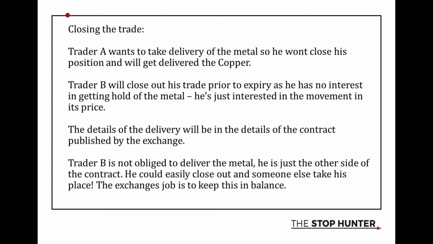Eventually they'll want to close out the trade. We know that trader A wants to keep it through to expiry to get the actual physical metal, whereas B wants to close out just because he's more interested in the price movement. If it has gone down, he's made money and he's happy, and the details of the delivery will be in the details of the contract published by the exchange. Do note that trader B is not obliged to deliver the metal. He's just the other side of the contract. He can close out any time and someone else will take his place. It's the job of the exchange to keep that whole process in balance.